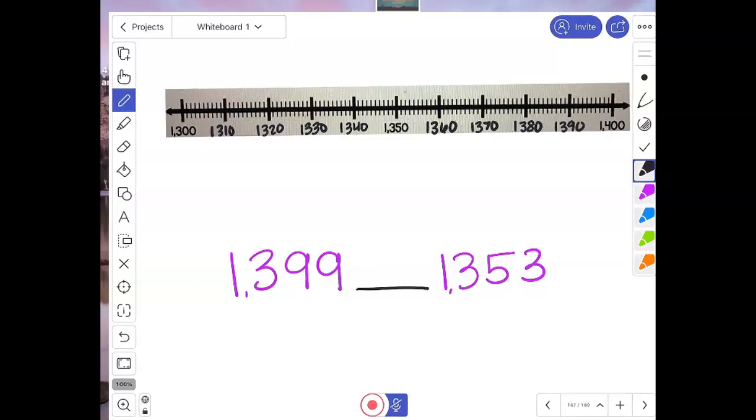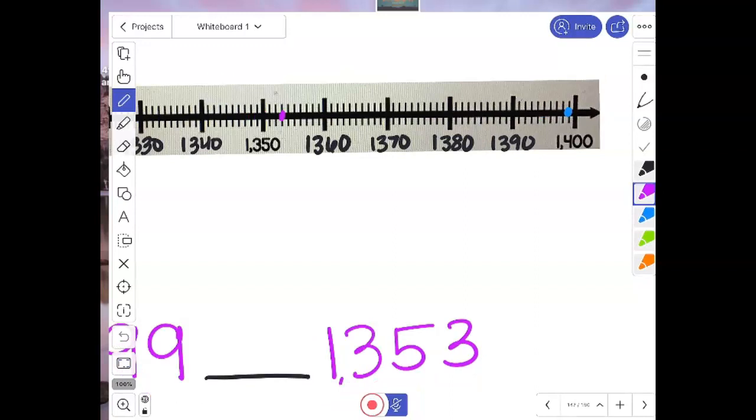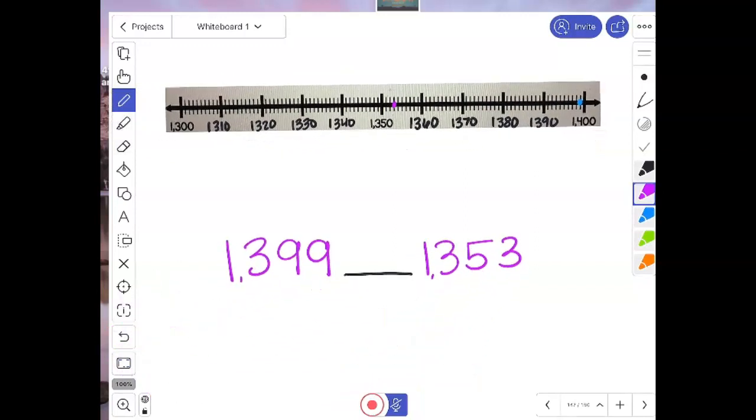Okay, so now I'm going to plot those numbers. I've got to find 1,399. That is, here's 90, 91, 92, 93, 94, 95, 96, 97, 98, 99 is right here. And I've got to find 1,353. So I'm going to go to 50, 51, 52, 53 would be right here. So which one's further to the left? It looks to me like 1,353 is further to the left, which means the other one will be greater. So I would read this as 1,399 is greater than 1,353.